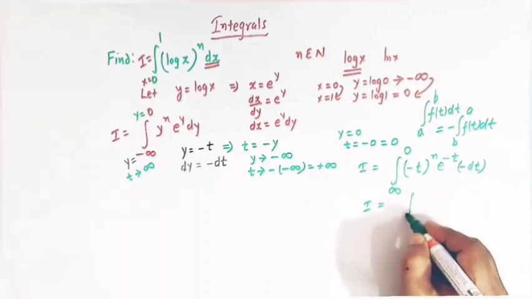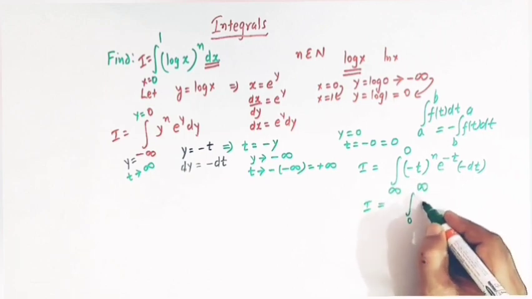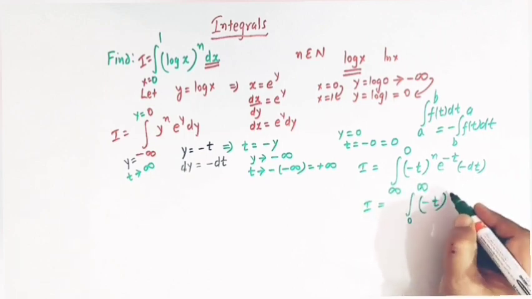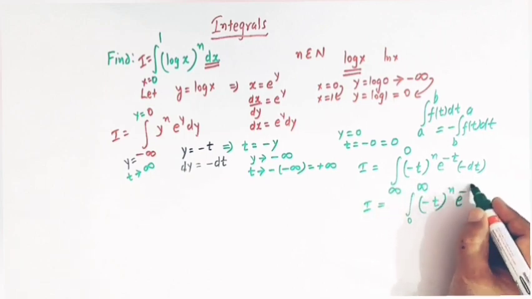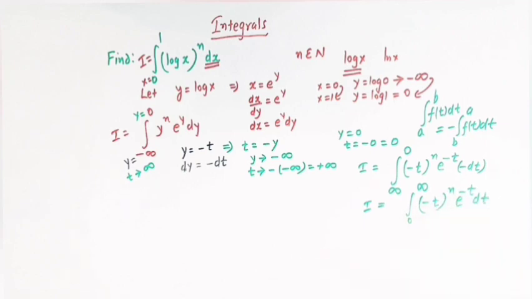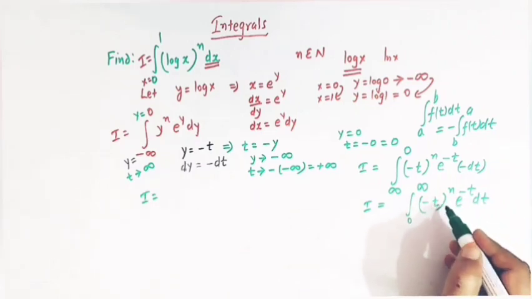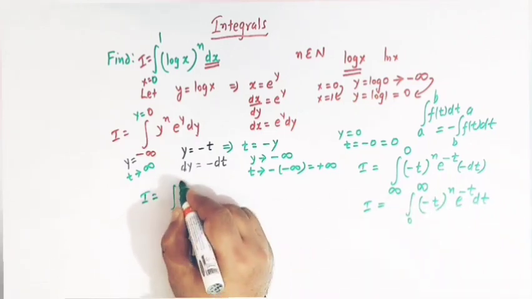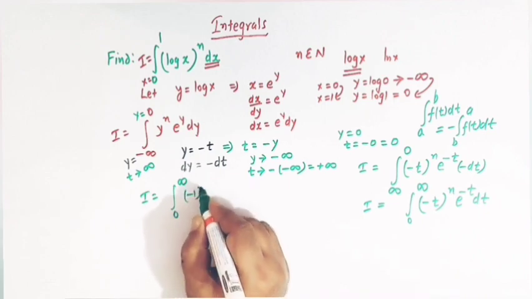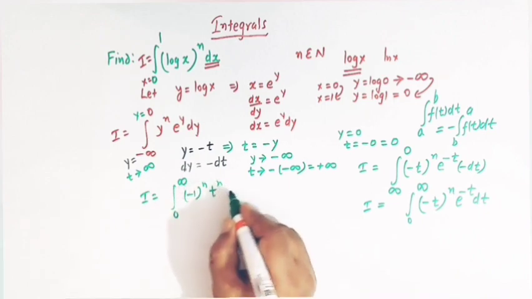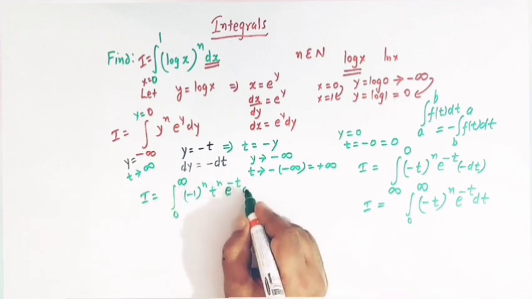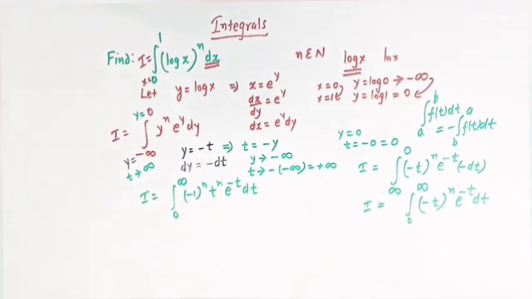So I is now the integral from 0 to infinity of (minus t) raised to n times e raised to minus t dt. We can rewrite this integral as the integral from 0 to infinity of (minus 1) raised to n times t raised to n times e raised to minus t dt.